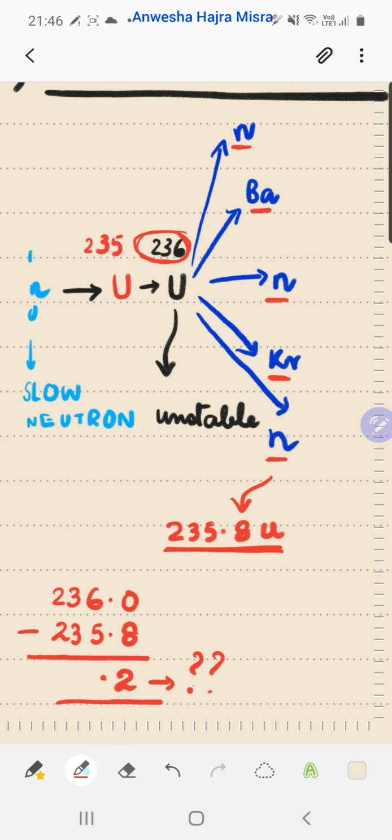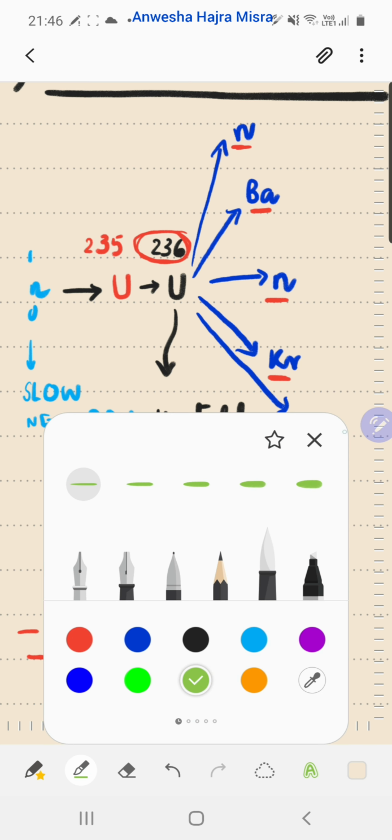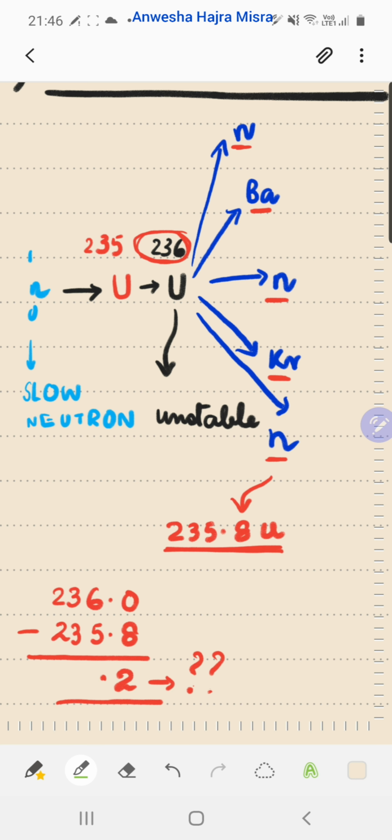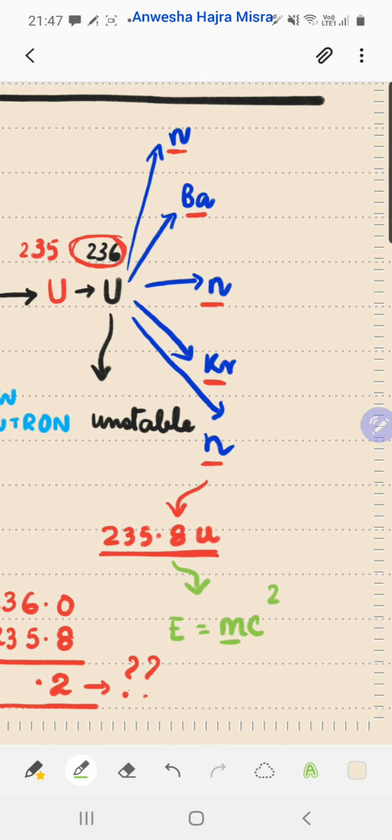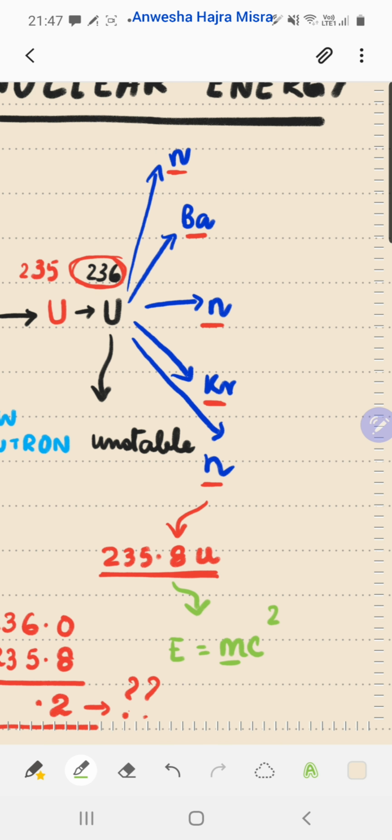Children, this mass goes on to an energy from Einstein, which is called E equal to mc squared, where the mass is this 0.2. Now, this is a huge amount of energy. In one reaction, a huge amount of energy is created.